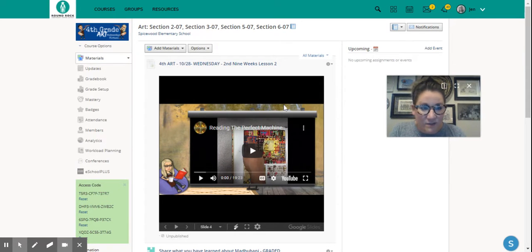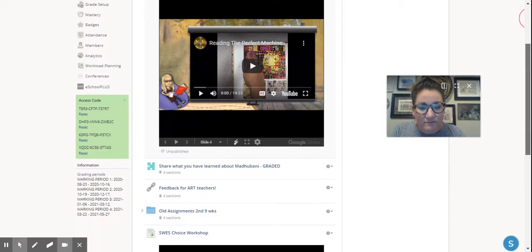So underneath this week's lesson, right here, there's an assignment piece, right? We know it's an assignment because it is a puzzle piece. It says, share what you have learned about Madhubani, graded. Now, we shared early in the first 9 weeks that in art, we have 3 grades every 9 weeks, okay? This is going to be one of your graded assignments. Notice how it says graded in big letters there, okay? So let's walk through and look at it.